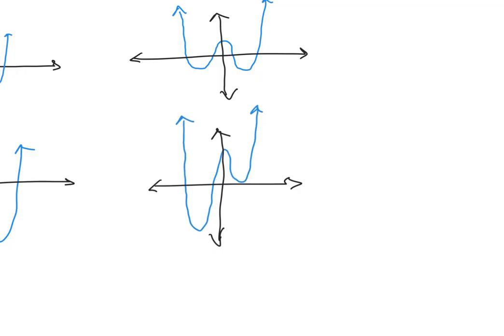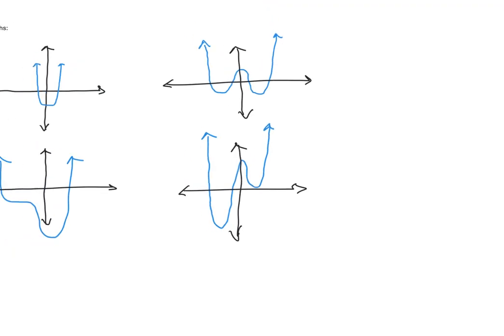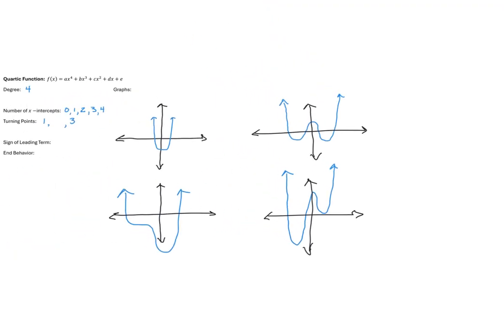For this one, we have 3 turning points. We are going to start by going down, and then we turn around and go back up. There's our first turning point. We go up, and then we turn and go down, so we have another turning point here. And then we have a third turning point right here, going down to up. And so those are all of our possible configurations.